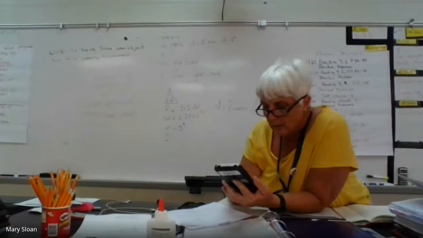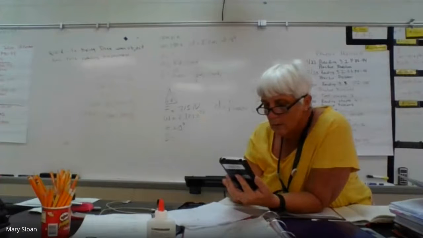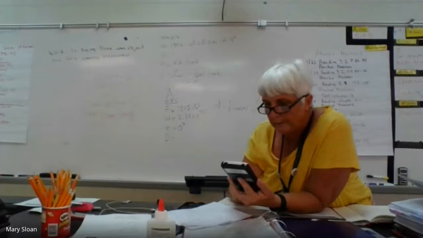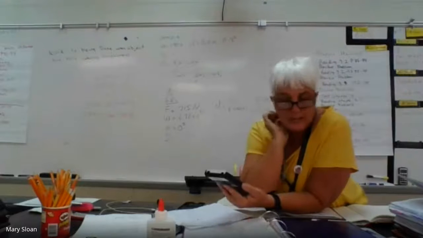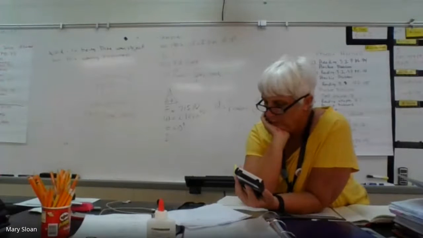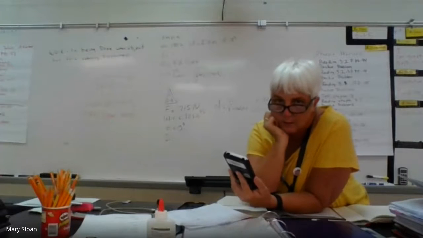Are we multiplying everything together? Yes, ma'am, we are. 350 times 2.00 times cosine of 0. Yeah, that cosine is 0. There's no angle. Oh, okay. You're trying to do the weight again. You don't do that.